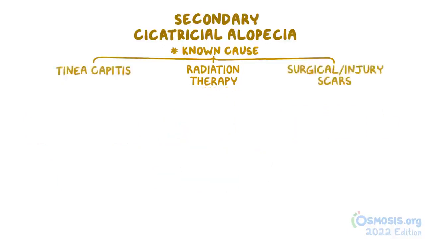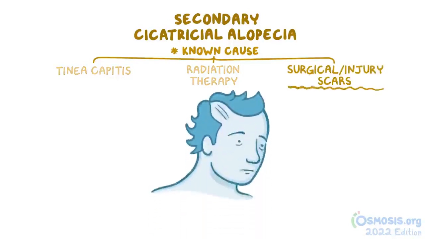Secondary cicatricial alopecia can also occur in areas with surgical or injury scars. This occurs when the scar is so deep that it damages the hair follicle permanently.